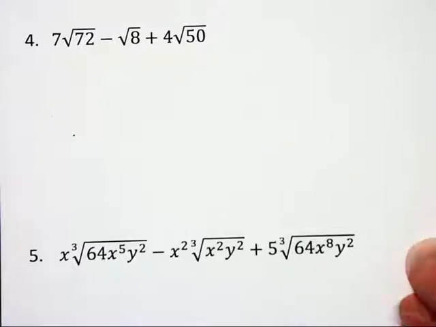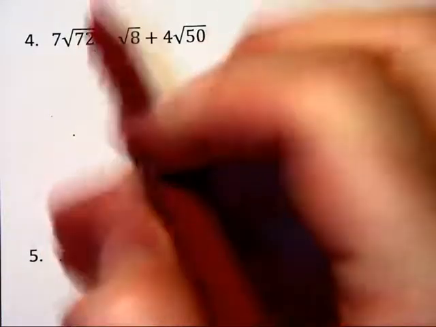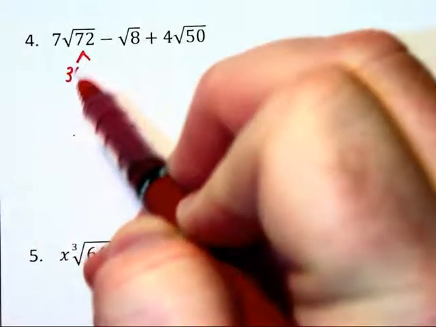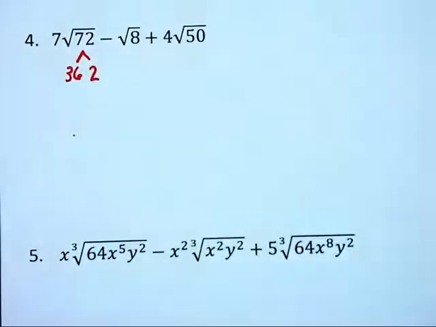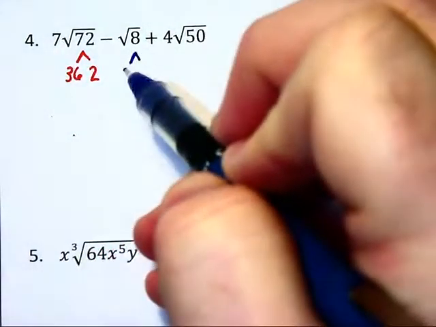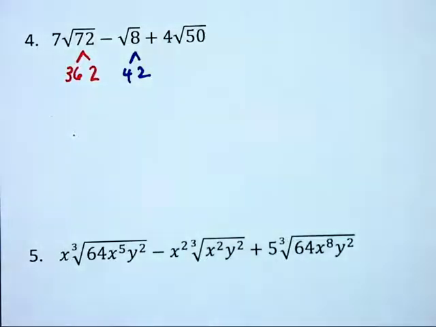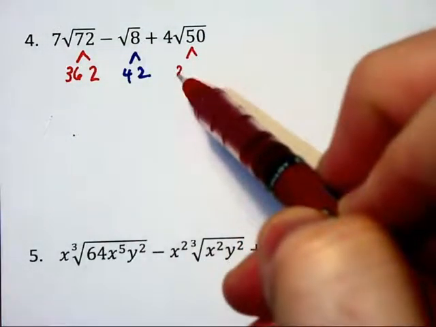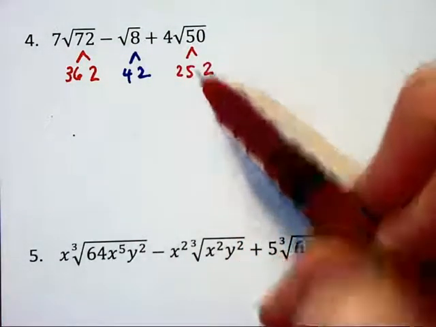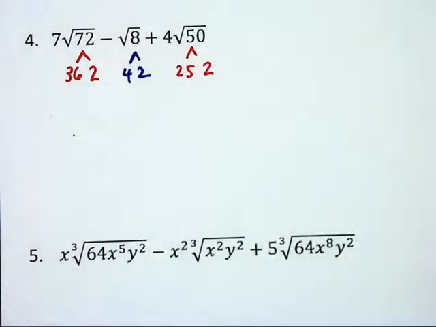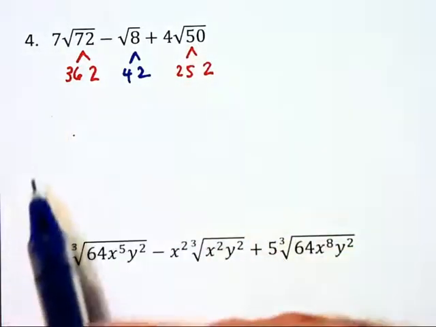Let's try this again with the next problem. 72 breaks down to 36 times 2. 8 breaks down to 4 times 2. And 50 breaks down to 25 times 2. And when a number comes out of the radical, it multiplies with the number that's already out front.